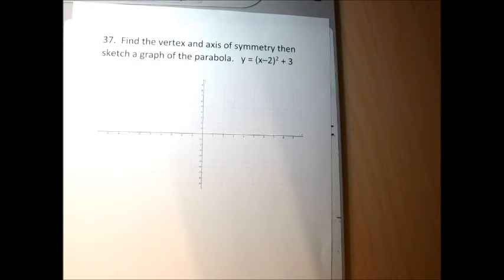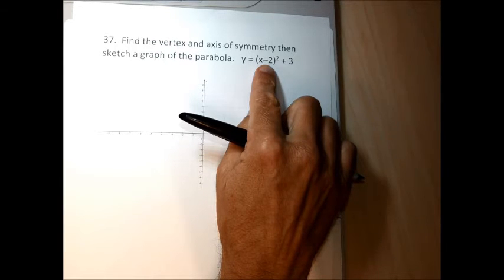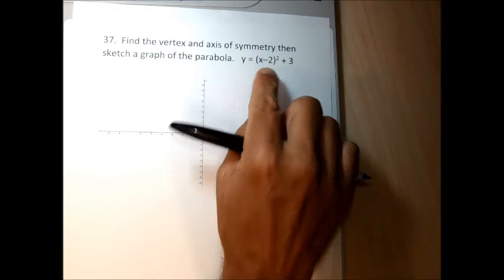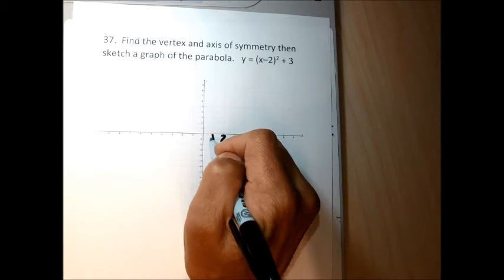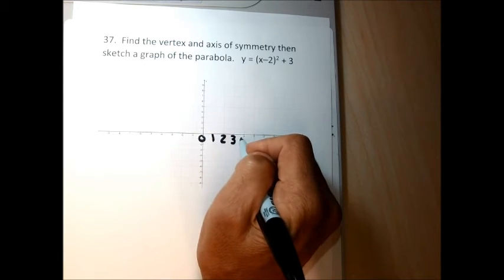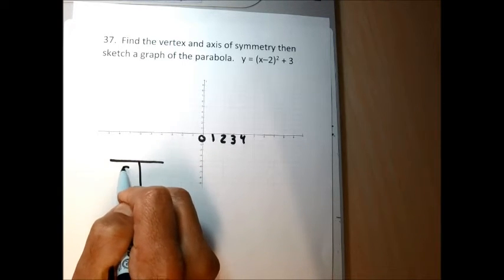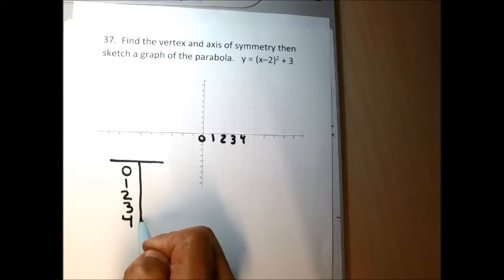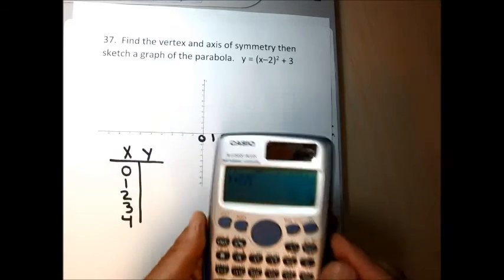All right, so for 37, when we have a graph of a parabola and there's a single x inside of parentheses, the table that we're going to get, we're going to take the number that's inside the parentheses and change its sign, find that number on the x-axis, go to the left a couple, and to the right a couple. So my starting table for this that I'm going to use to get my graph is going to have 0, 1, 2, 3, and 4 in the x column. And I'm going to use my calculator to generate the table just because it's so much easier.